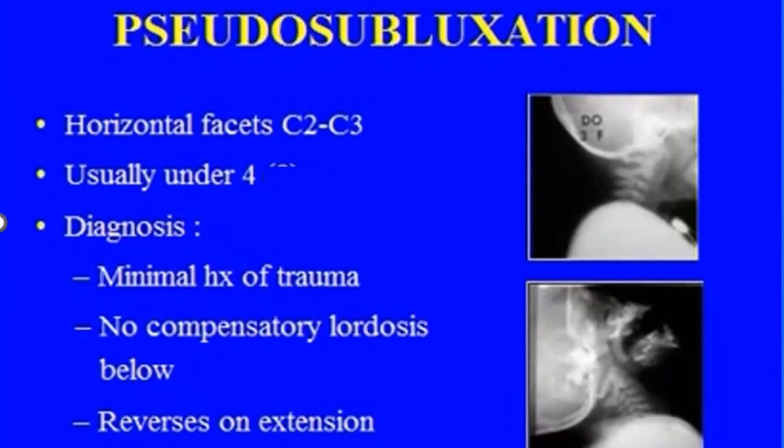Pseudosubluxation occurs in children at the level of C2-3. Usually it's under the age of 4. The diagnosis is a minimal history of trauma. There's no compensatory lordosis below, and it reverses in extension.